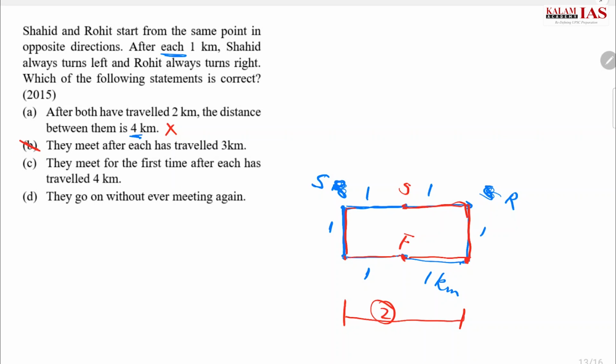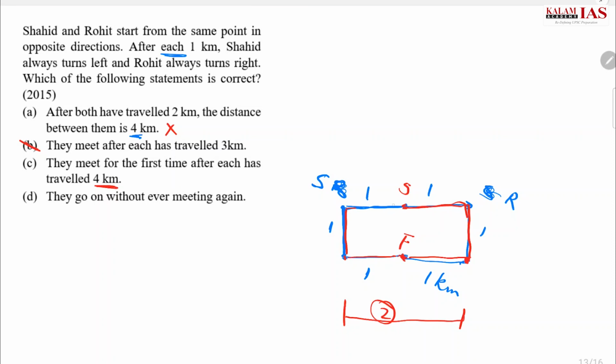They meet for the first time after each has traveled 4 kilometers. No, this is wrong because as we saw in the previous option, they are meeting after each one has traveled 3 kilometers. They go on without ever meeting again. No, this is also wrong because we see they are meeting after traveling 3 kilometers.